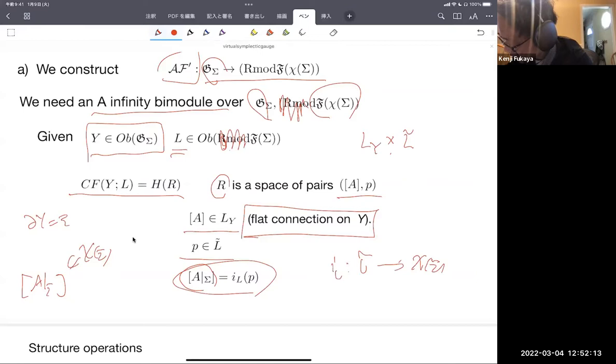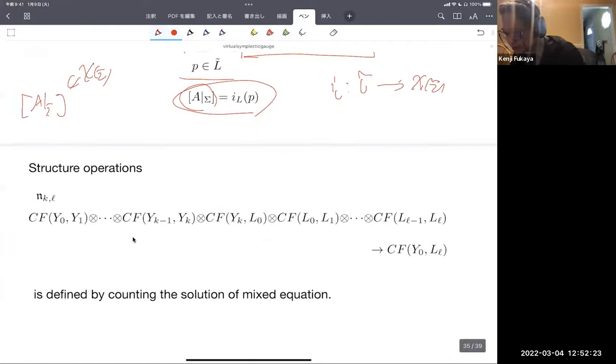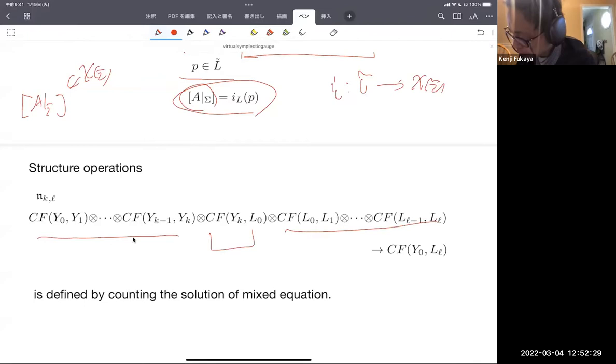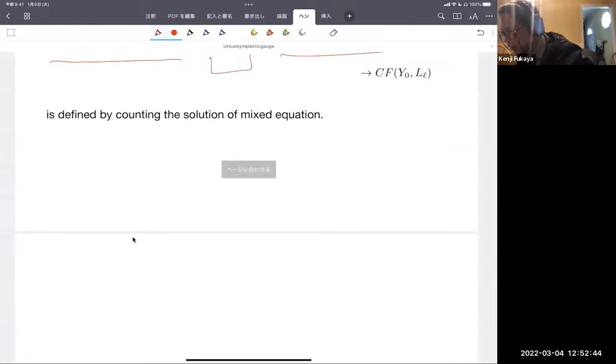Over chi sigma. But more explicitly, we have this kind of pairs. So this is a module. And the structure operations, this looks rather lengthy, right? You have this. So structure operation is something like this. So this is a kind of gauge theory side. And this is the Lagrangian side. And this is a mixed side. You need to find this kind of operations. And this operation is exactly constructed by mixed equations. So maybe I wrote the very simple, for the first simple case, is the following.